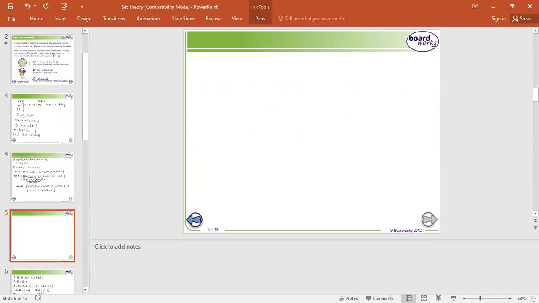So the first property is the commutative property. For all sets A and B, we have that union of sets is a commutative operation. What is a commutative operation?